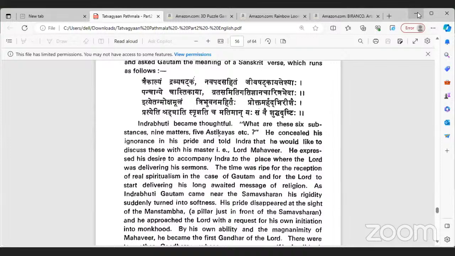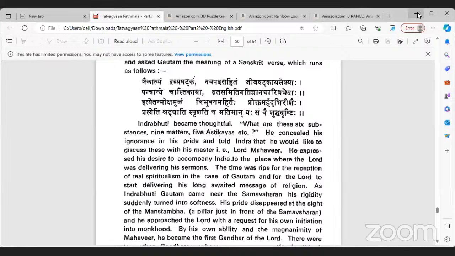Indrabhuti became thoughtful. What are these six substances, nine matters, five astikayas, etc.? He concealed his ignorance in his pride and told Indra that he would like to discuss these with his master, that is Lord Mahavir. He expressed his desire to accompany Indra to the place where the Lord was delivering his sermons. The time was ripe for the reception of the real spiritualism in the case of Gautam, and for the Lord to start delivering his long awaited message of religion.